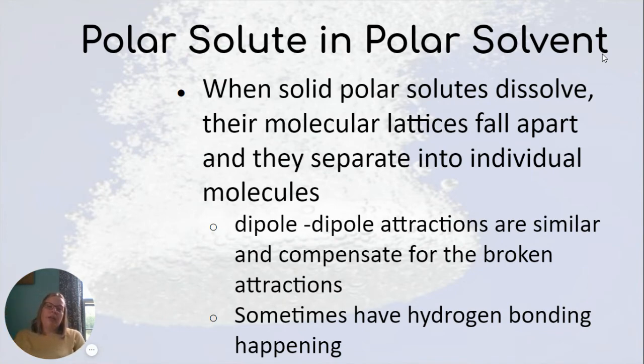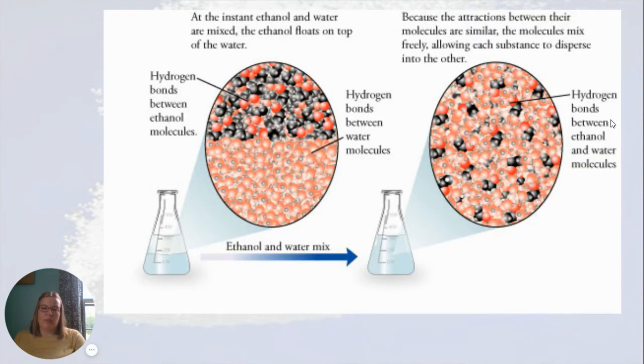So what ends up happening though is that with a polar solute in a polar solvent, the dipole to dipole attractions are similar enough, and they can compensate for the breaking that has to happen when your solute and solvent make room for each other. And sometimes you're going to have hydrogen bonds happening when that happens as well.